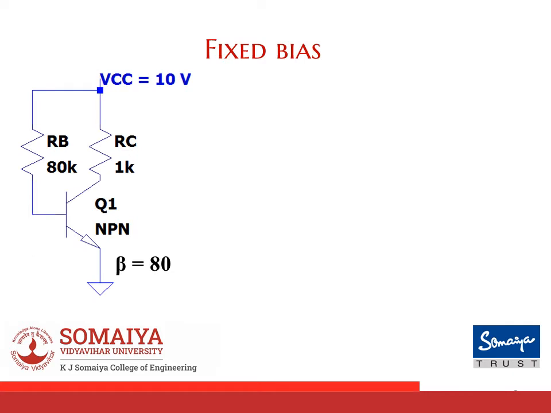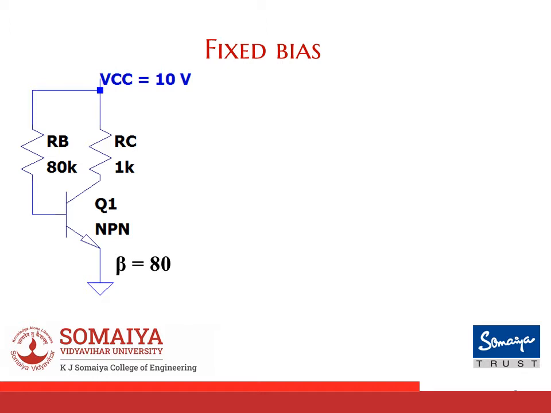So let's start with the first biasing technique, which is fixed bias. As you can see here, we are using only one DC source, that is VCC. The resistance RB helps us in biasing the input junction, and the resistance RC helps us in biasing the output junction. Let's start off with the DC analysis for this biasing technique.